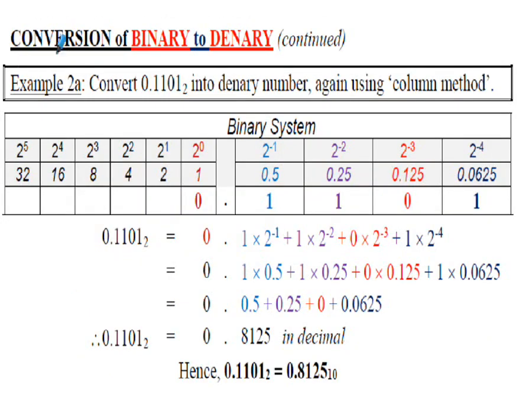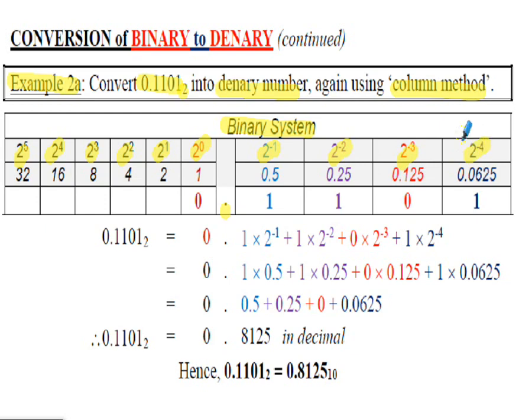Conversion of binary to denary continued. Example 2a. We're asked to convert the number 0.1101 base 2 into a denary number, and again using the column method. So in the binary system we would have column headings to the left of the decimal point of 2 to the 0, 2 to the 1, 2 to the 2, 2 to the 3, 2 to the 4, 2 to the 5, and on the right hand side we'd have 2 to the minus 1, 2 to the minus 2, 2 to the minus 3, 2 to the minus 4.